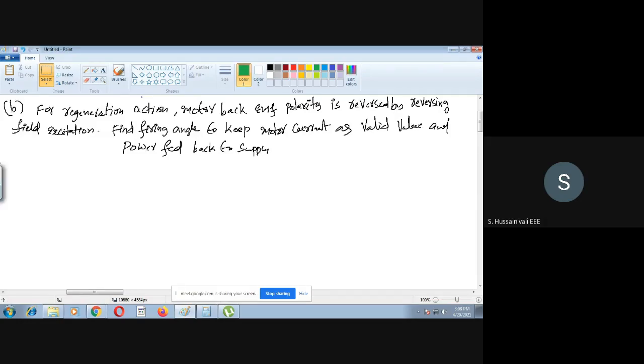So it's interesting that now we are entering into regenerative action. I hope you know what regenerative action is. In regenerative action, the motor will feed the power back to the supply. That's called regenerative. Generally the motor will take the supply in motoring action, whereas in regenerative action, the DC machine or DC motor will give the power back to the supply. That is called regenerative action.